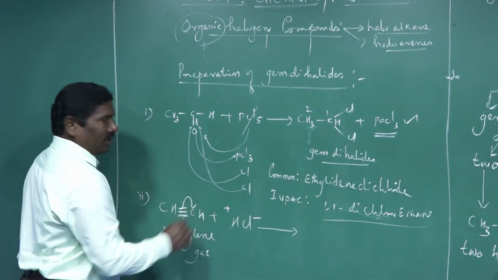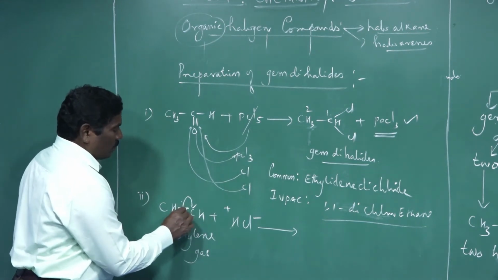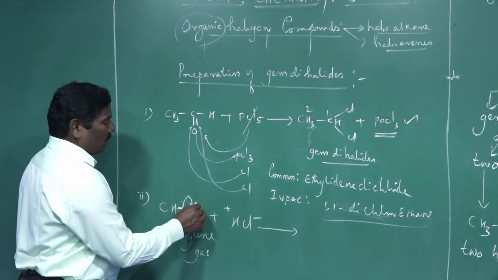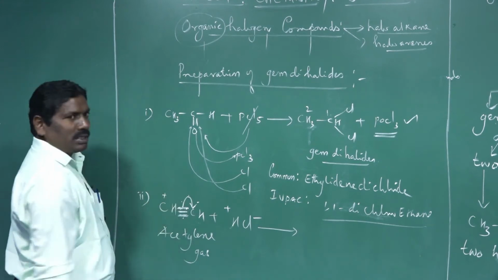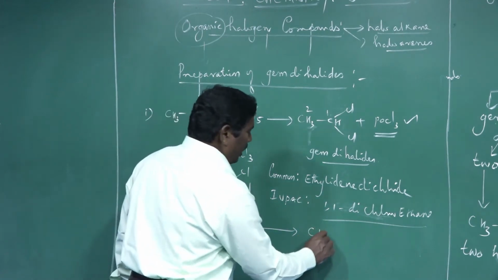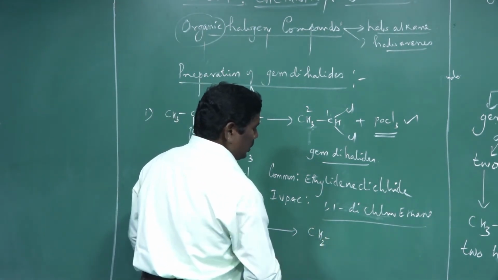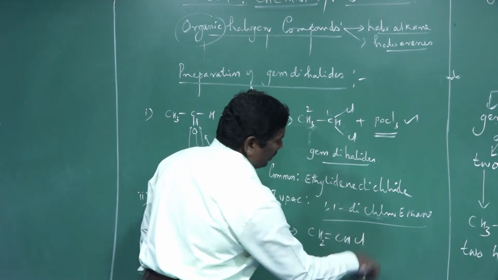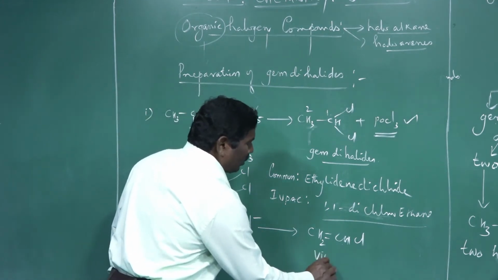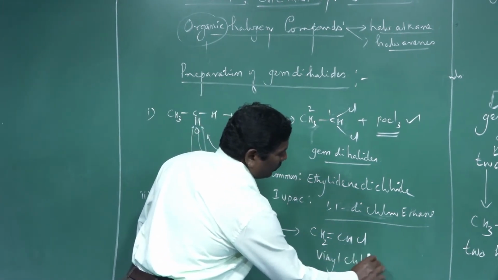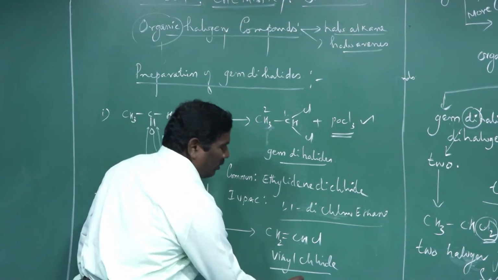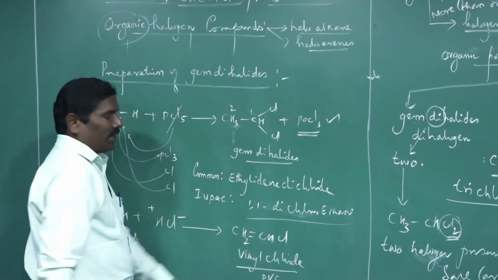There should be a shifting of electrons, since the bond is nothing but electrons. During the shifting of electrons, one becomes the negative part and another becomes the positive part. Now the compound formed is CH2 double bond CHCl. This is vinyl chloride, which is used in the manufacture of PVC pipe, polyvinyl chloride.